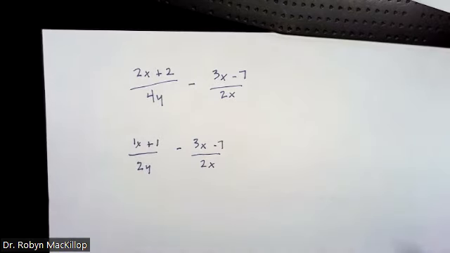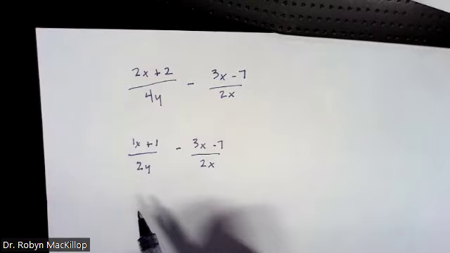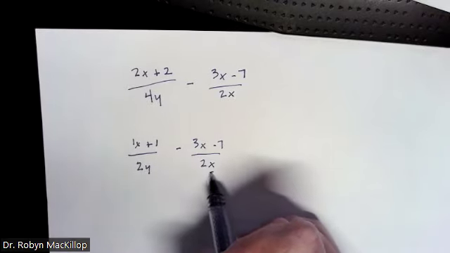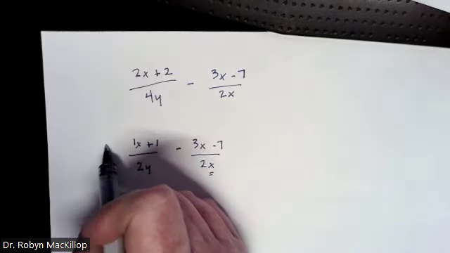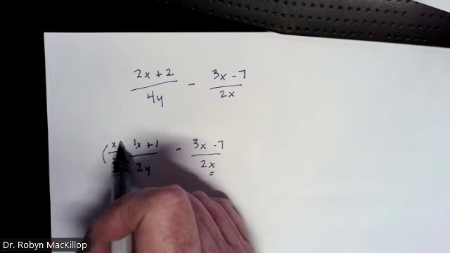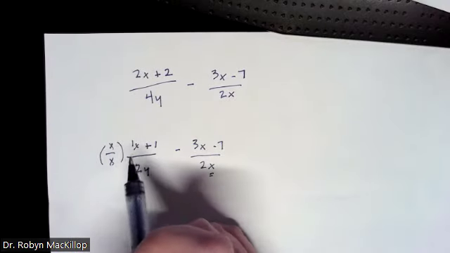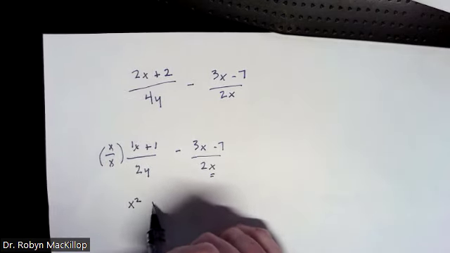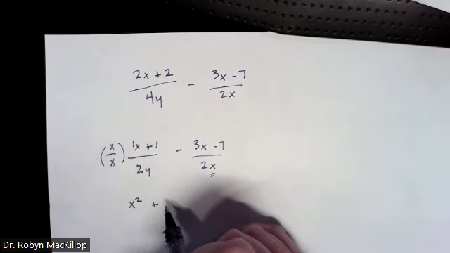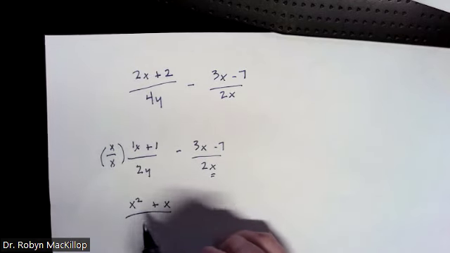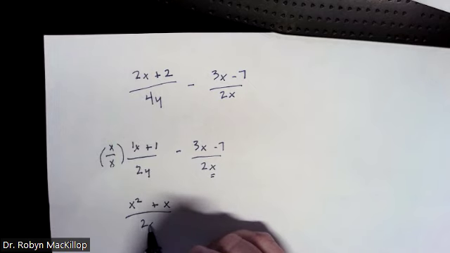Okay, now we need to get, again, a common denominator. So what we're going to do is we're going to take this equation and we're going to multiply it by x over x. And what we get is x times x is x squared. x times 1 is x. And 2y times x is now 2xy.